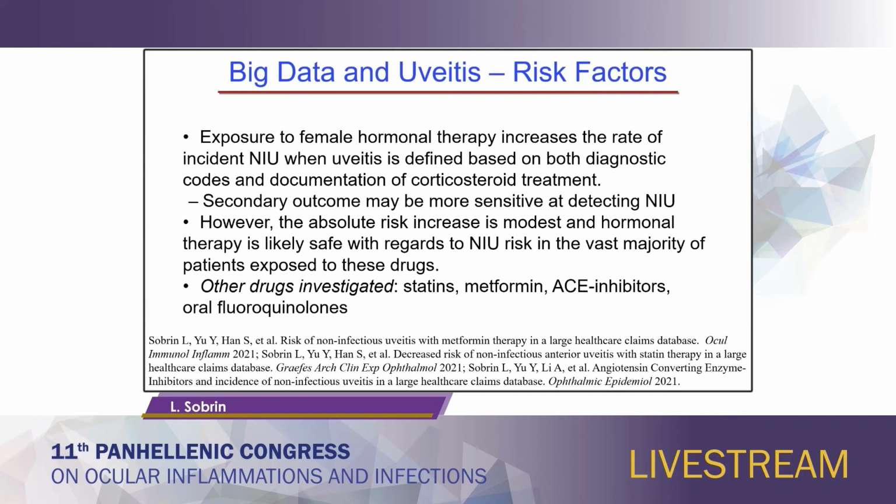From this, we concluded that exposure to female hormonal therapy does increase the rate of incident non-infectious uveitis in the case where we defined uveitis on both a diagnostic code and documentation of corticosteroid treatment. And it may be that this secondary outcome may be more sensitive at detecting non-infectious uveitis, and that the codes by themselves are a little less sensitive because they can also be used for infectious uveitis. However, it's important to note that the absolute risk increase with female hormonal therapy is modest, and it's likely safe as a therapy with regards to uveitis risk in the vast majority of patients exposed to these drugs.